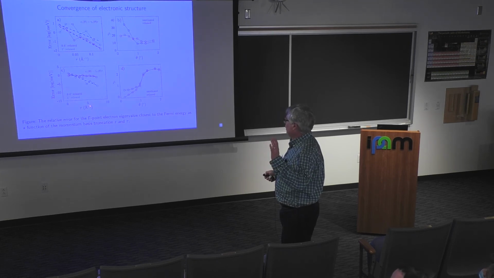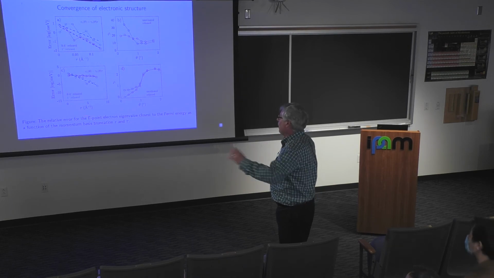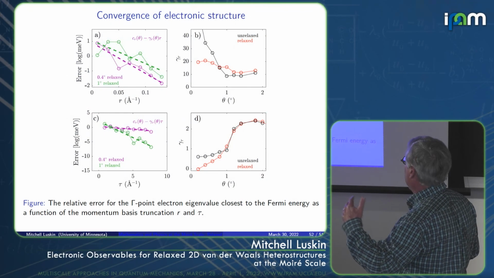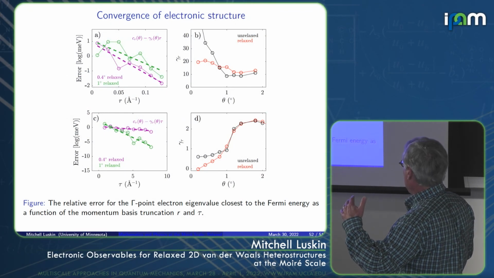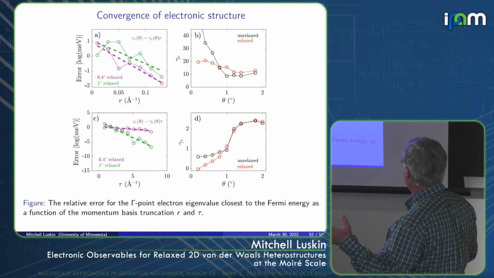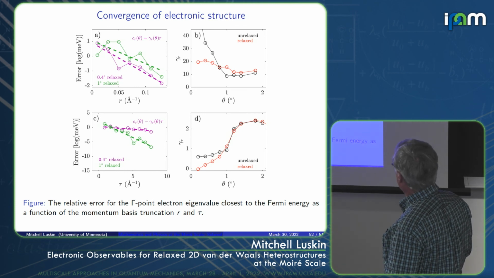And in terms of how large a hopping in momentum space, this is just the graph of that. Okay, so I think that's probably it.